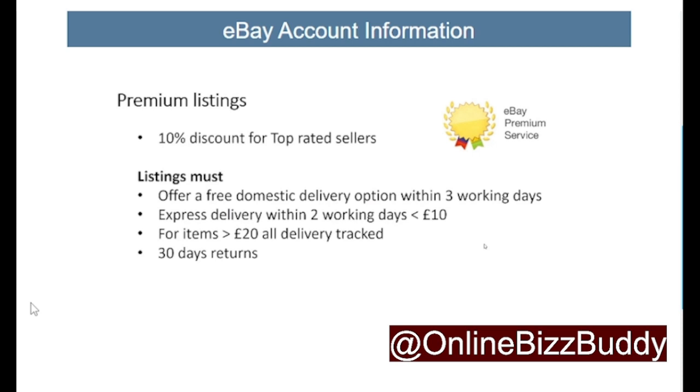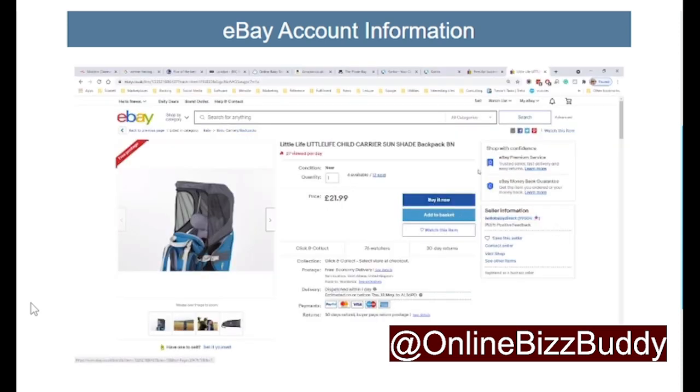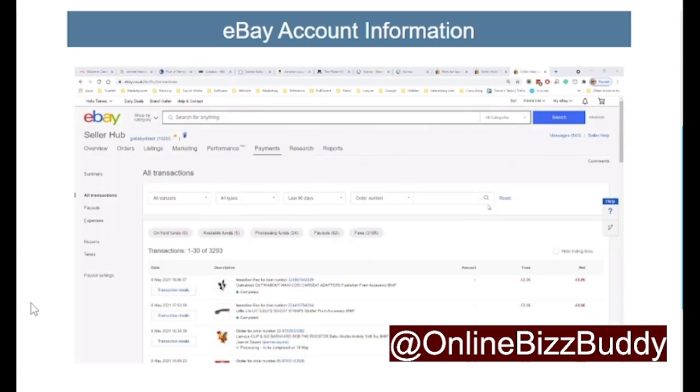As well as being a top rated seller, the listing must offer a free domestic delivery option within 3 working days, an express delivery option with 2 working days which is less than £10, and for all items over £20, all delivery must be tracked. The seller should also offer 30-day returns. In this listing, you can see that it is an eBay Premium Service, and this fact is advertised in the top right-hand corner.